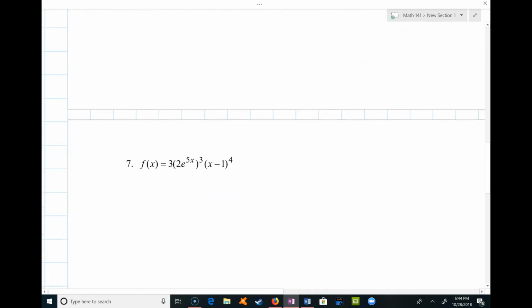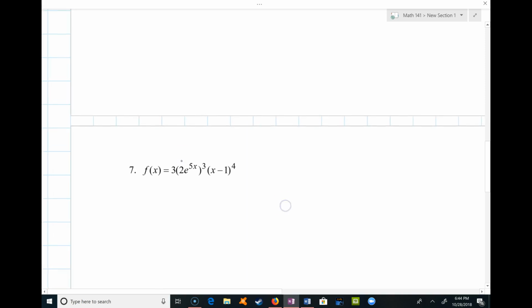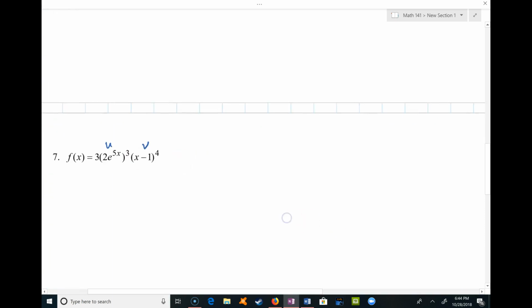Here's a nice product rule with a couple iterations of the chain rule thrown in. So I would define this as my u and this as my v, because that's the product rule I'm going to have to do. And u prime is going to be, let's see, 3 times 3 is 9 times 2e to the 5x to the second power times the derivative of the inside, which would be 2e to the 5x times the derivative of 5x, which would be 5. So that whole thing can simplify to 2 times 5 is 10, 10 times 9 is 90.